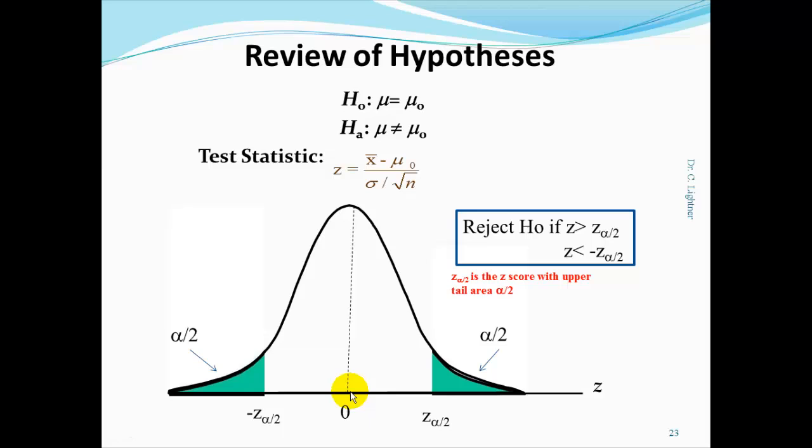If we let alpha equal the total area in our rejection region, since we know this is symmetric about the mean, we say that the area in these rejection regions is alpha divided by 2. And our rejection rule is reject H0 if Z exceeds Z alpha over 2, or if Z is less than negative Z alpha over 2.